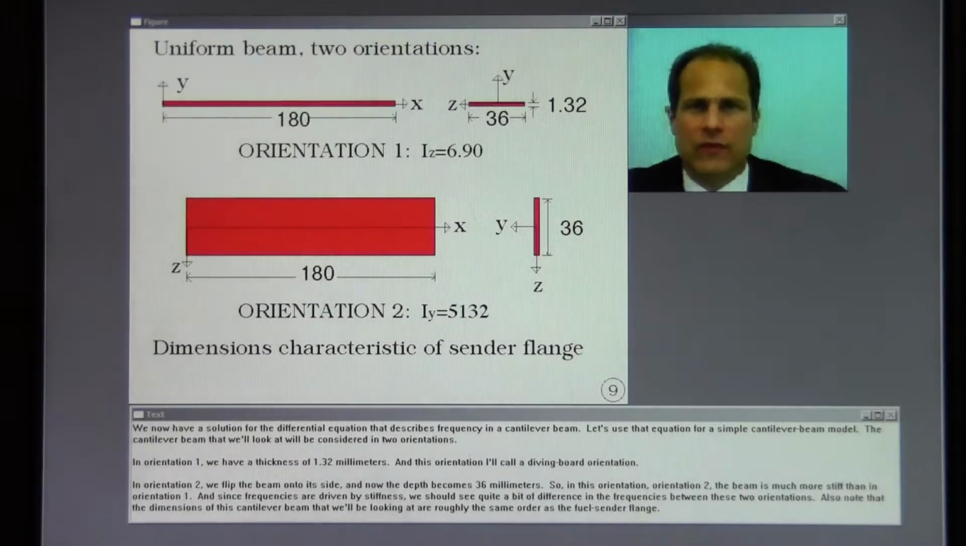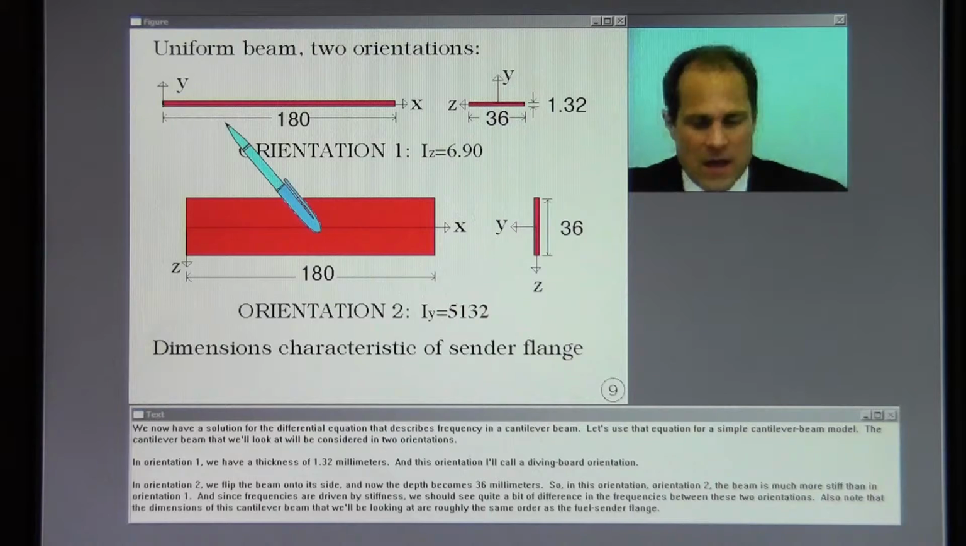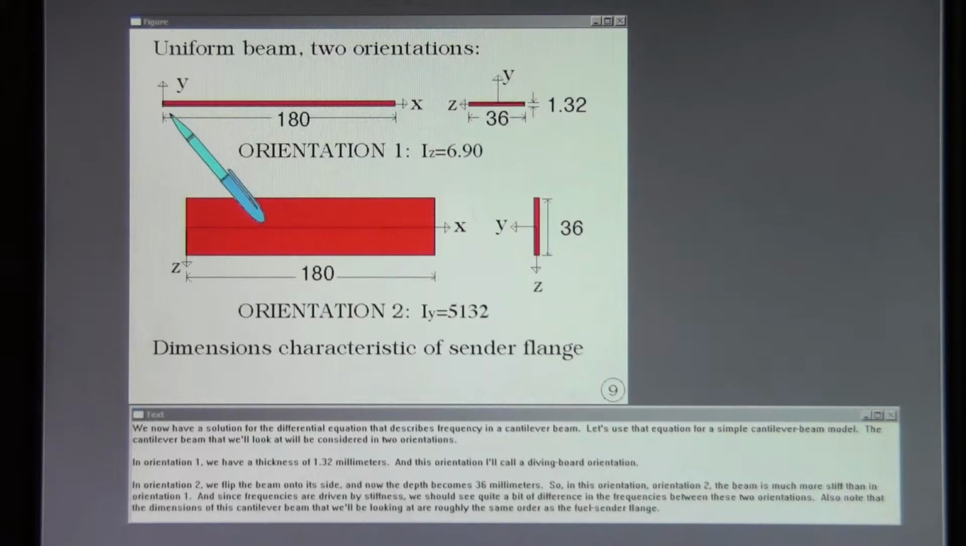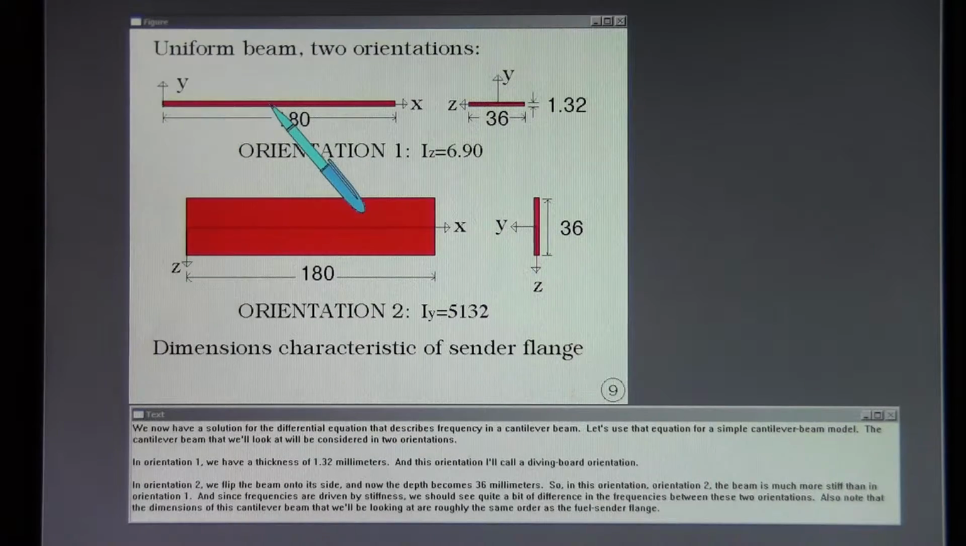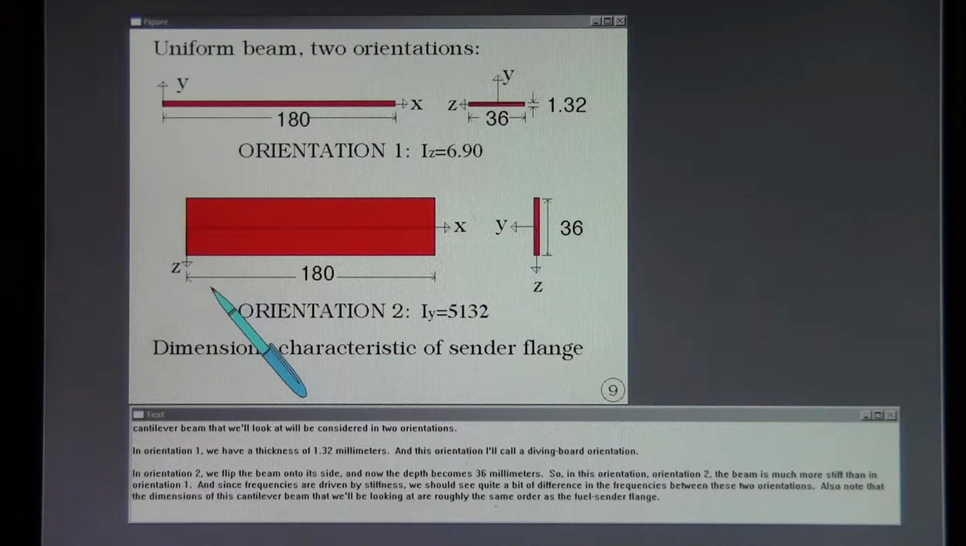We now have a solution for the differential equation that describes frequency in a cantilever beam. Let's use that equation for a simple cantilever beam model. The cantilever beam that we'll look at will be considered in two orientations. In orientation 1, we have a thickness of 1.32 millimeters. In this orientation, I'll call a diving board orientation. In orientation 2, we flip the beam onto its side, and now the depth becomes 36 millimeters. So in orientation 2, the beam is much more stiff than in orientation 1.